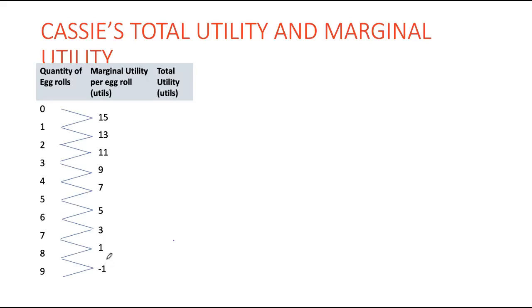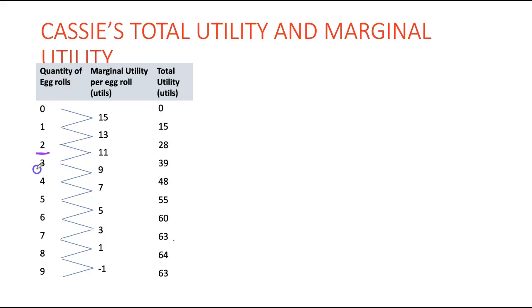Total utility can be calculated by using these numbers. It's simply the summation of your marginal utility up to a particular consumption point. So for example, if I'm consuming only 2 egg rolls, my total utility would be 15 plus 13, which is 28.